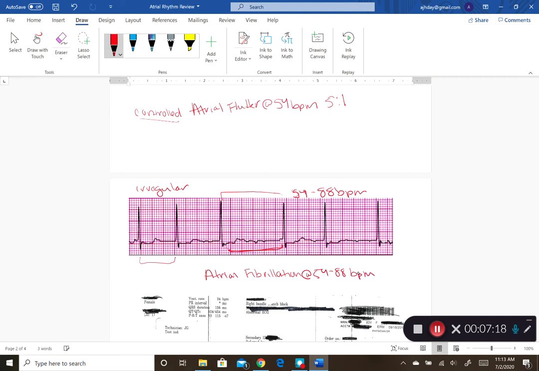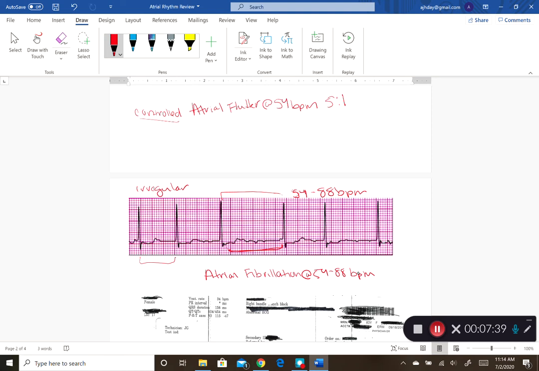Now I need to decide, is this controlled or uncontrolled? Because with atrial fibrillation, we don't label it tachy or brady. We label it controlled or uncontrolled. And basically what that is saying is, is my rate controlled by the AV node? Is my AV node slowing down the conduction enough that I'm not getting a tachyarrhythmia with these atrial rhythms?